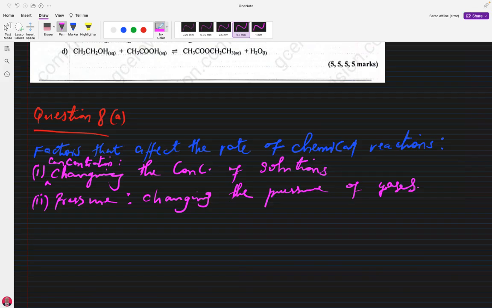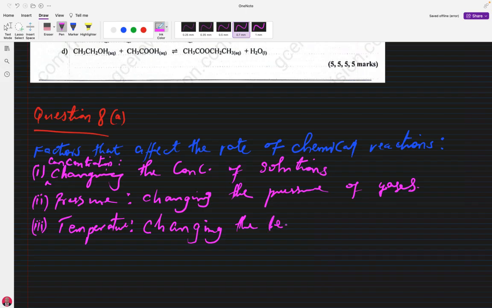Then we can talk of temperature too. Temperature is another factor that will influence the rate of reaction. We'll discuss this as we go ahead. Changing the temperature of the reaction. These are your 4 points. Then the discussion will take 16 points. Now you can say temperature.